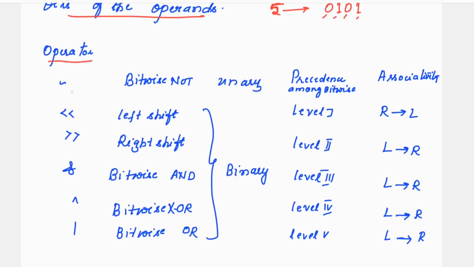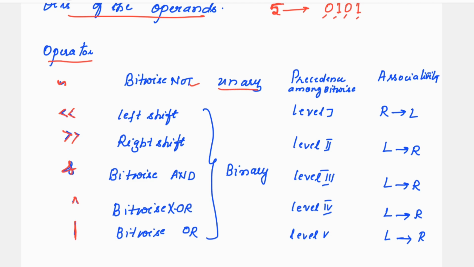Here in the first column I have written the symbol that is used for the operator. We have the bitwise not, which is represented in this manner. We have the left shift and right shift. So this is the left shift operator, and this is the right shift operator. We have the bitwise AND, and then we have the bitwise XOR and bitwise OR operators.